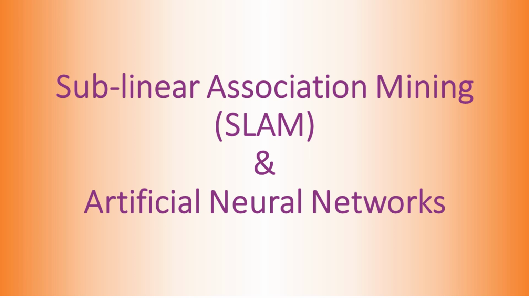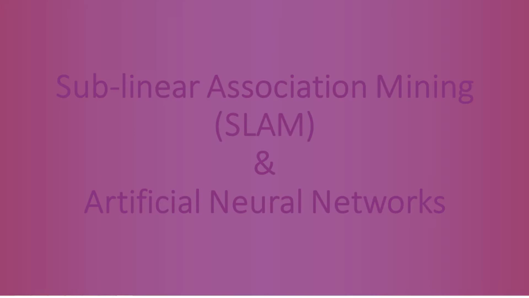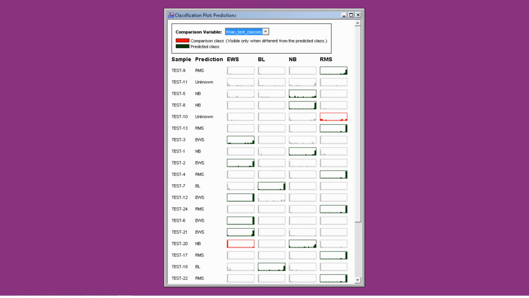Sublinear association mining, or SLAM, searches your gene expression data for patterns of expression which occur together more than would be expected by chance. You can use these associations to train an artificial neural network. Once you've taught the artificial neural network with your training data, you can then analyze new test data. The results are displayed in the classification plot.